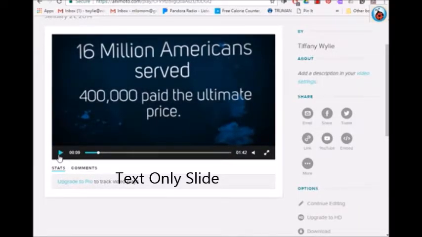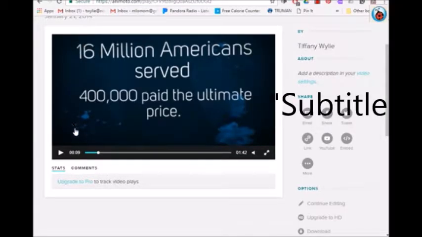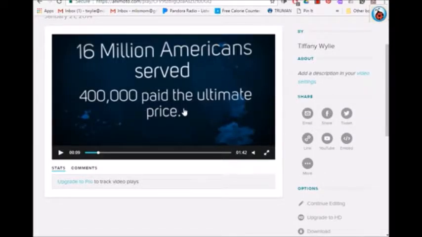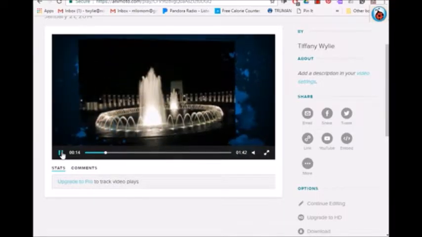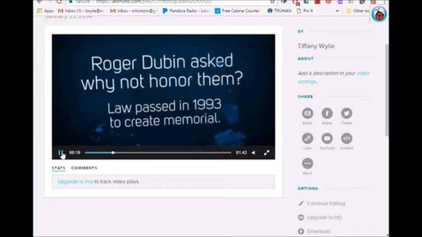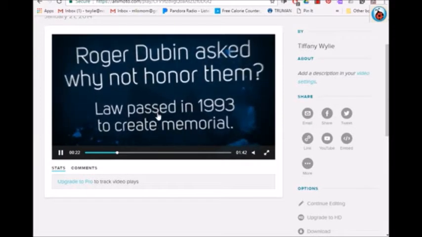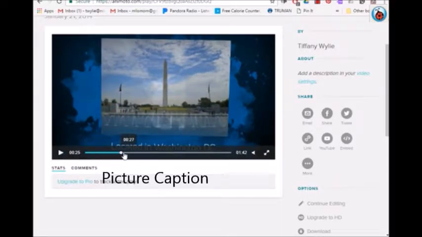Here is another example of a text-only slide. I want you to pay particular attention to this text-only slide. This will be the top part that they call a title. This down here will be the part they call a subtitle. That will be important to understand. You have a couple of pictures. Here's another text-only slide. Title, subtitle.